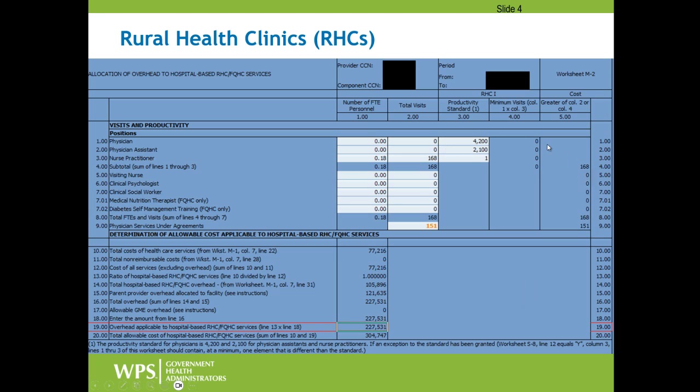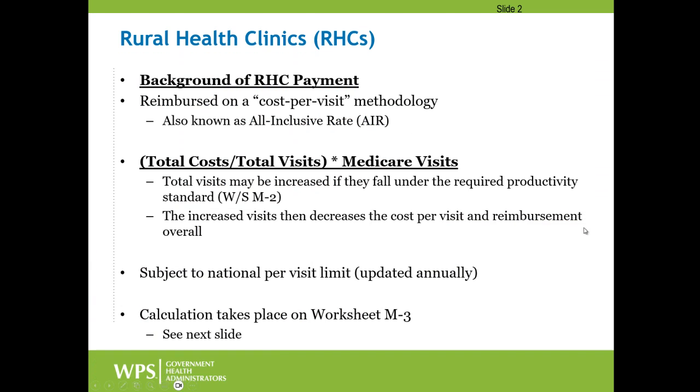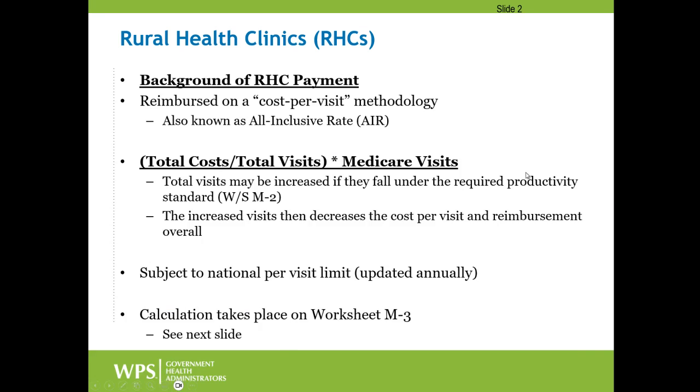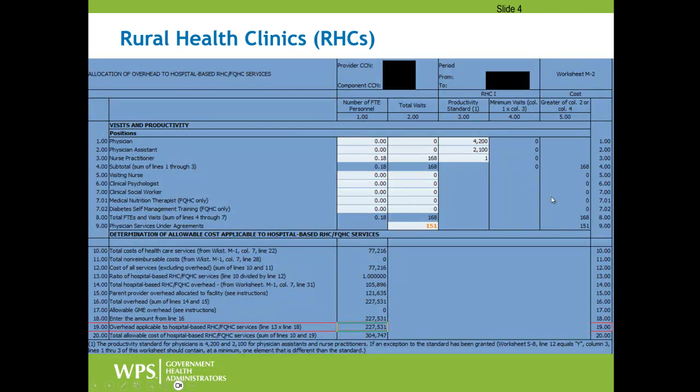So there are your productivity standards, how the visits are calculated. That 151 is what we saw over here. Or actually, I'm sorry, let me go back here. The 168 was what we saw over there. The 151 is the physician services under agreements. Both of those numbers showed up. That's the key thing there.